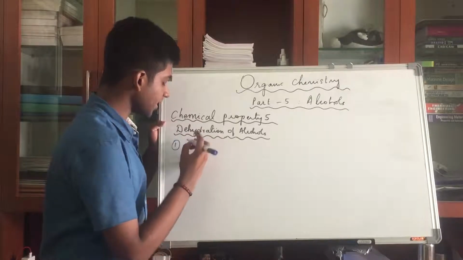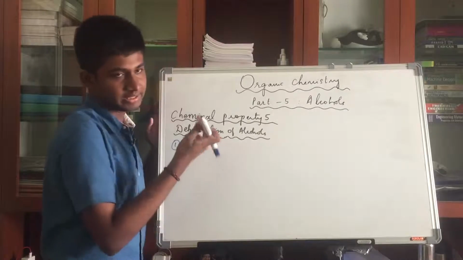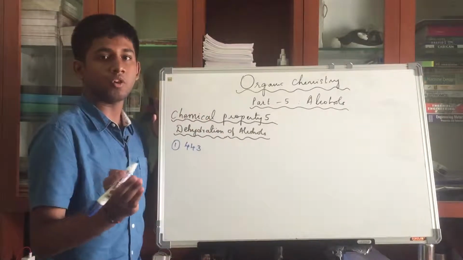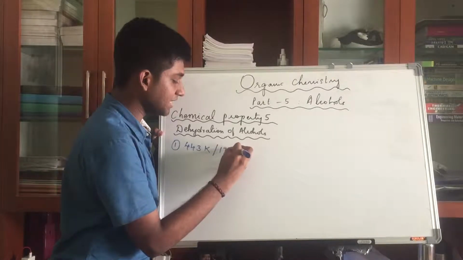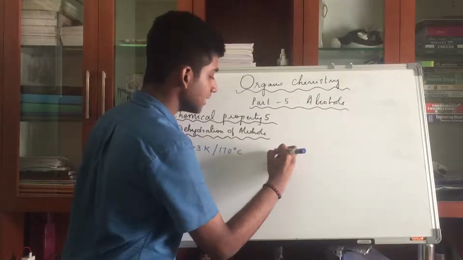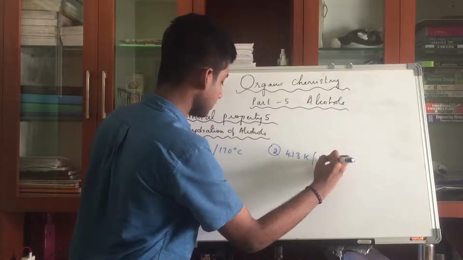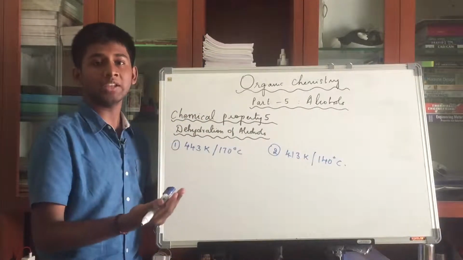The first case is when the temperature is 443 Kelvin. I think in the textbook they wouldn't have mentioned it in Kelvin form, but it is 443 Kelvin or 170 degrees Celsius. The second case is when the temperature is 413 Kelvin or 140 degrees Celsius. When the temperature is different, normally the product you obtain is different.